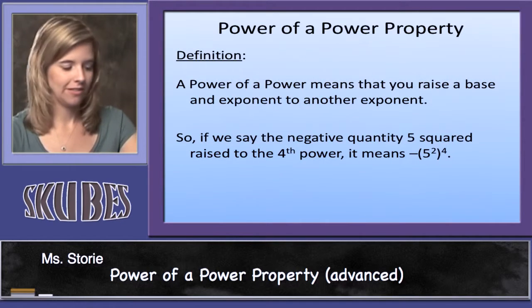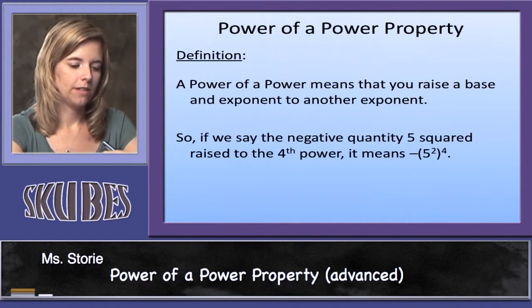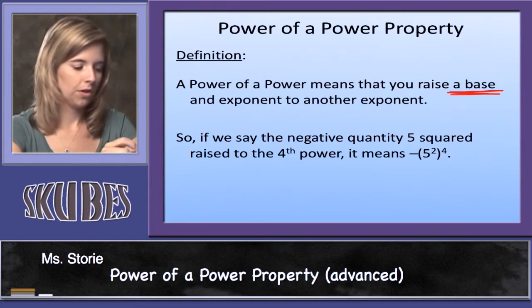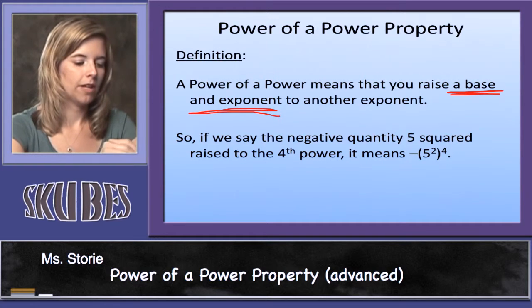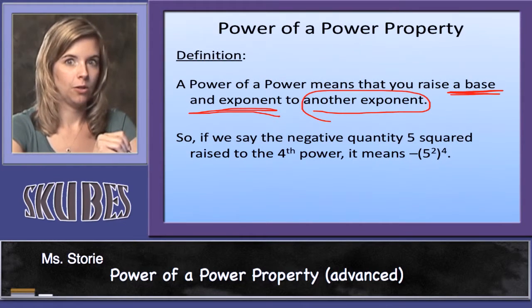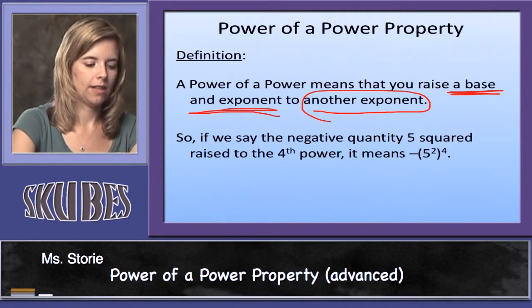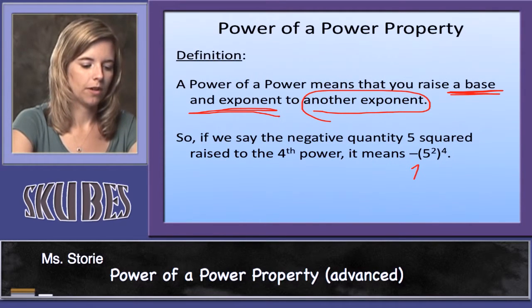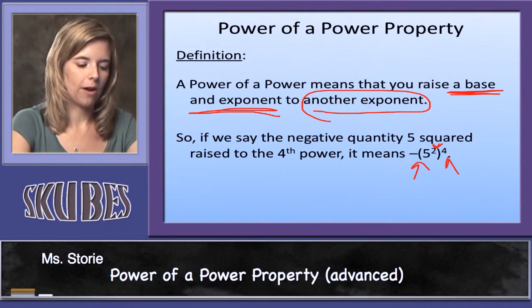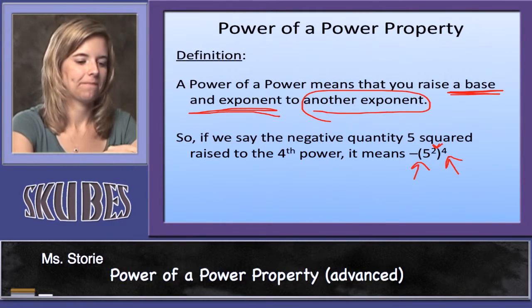First of all, let's talk definitions. The power of a power means that you raise the base, and the base is the big number, and the exponent, both of them together, and you're going to raise it to an entirely new exponent. So if we say the negative quantity 5, which we have right there, squared, there's your squared, raised to the fourth power, it looks like that.